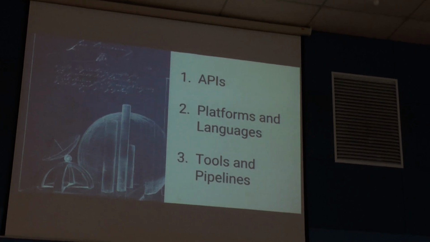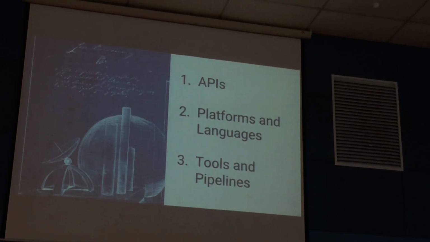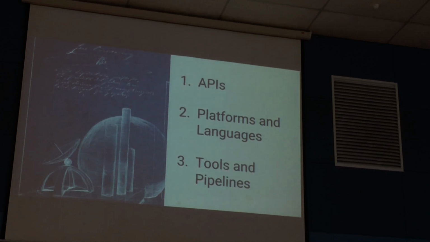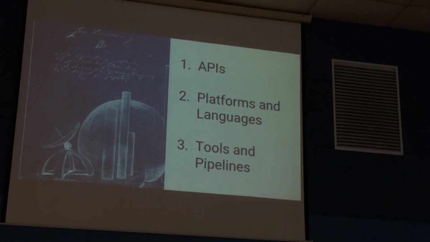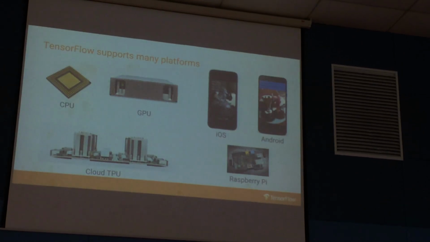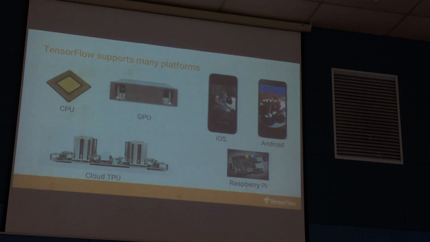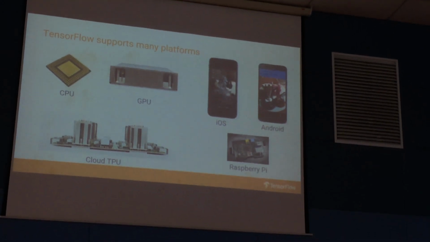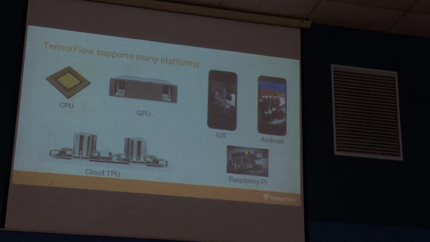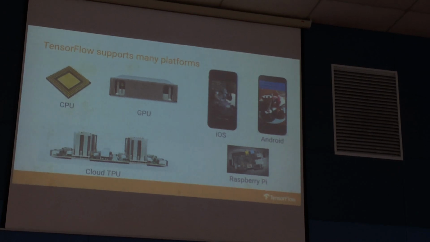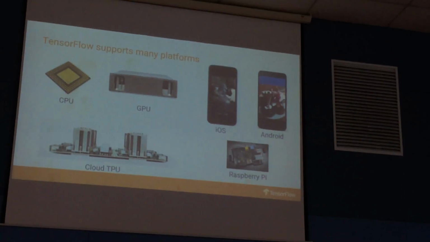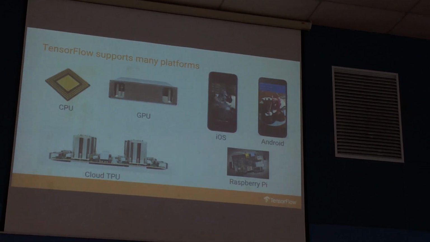TensorFlow contains APIs. It also has a set of platforms and languages that you can leverage. It also provides you with several tools and pipelines to enable you to publish your machine learning models very, very fast. It is supported by different types of platforms. It can run on GPUs, it can run on CPUs. You can also do your training on the cloud if you have a large bulk of data. You can use Google Cloud Platform services, Cloud ML Engine, to do your training on the cloud if your machine isn't powerful enough to train your data.